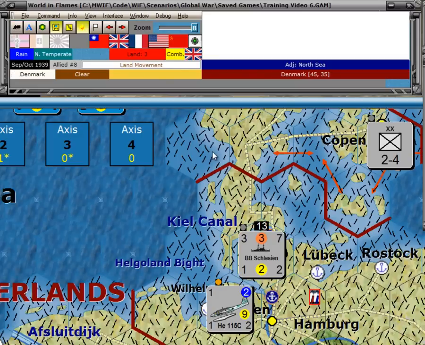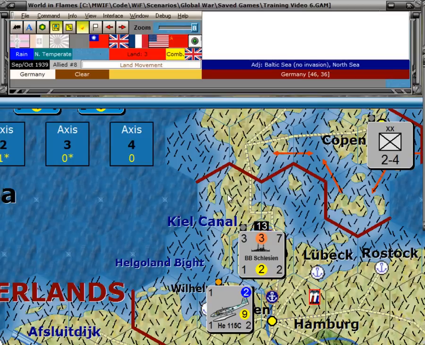I want to look at a couple hexes in Denmark to make that point a little stronger. Here's a hex that's in northern Germany next to Denmark, and it's adjacent to the Baltic Sea, but it cannot be invaded from the Baltic Sea because it does not have an all-sea hex sign.